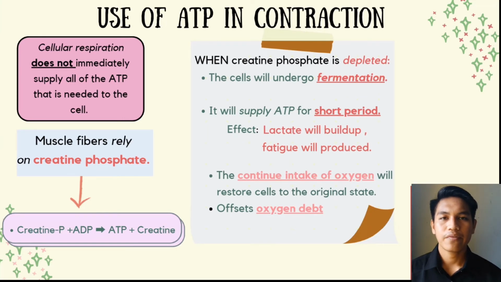When creatine phosphate is depleted and the cell still needs more ATP for muscle contraction to occur, it undergoes fermentation and will supply ATP for a short time. The lactate will build up and fatigue will be produced. The continued intake of oxygen will restore cells to the original state, so it will offset oxygen debt.